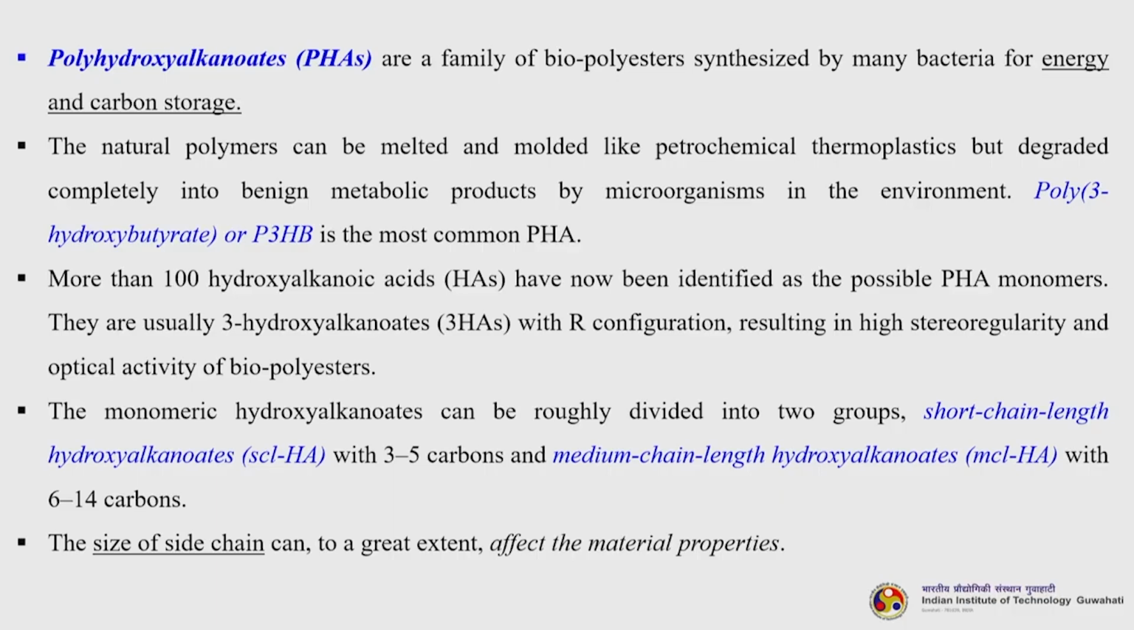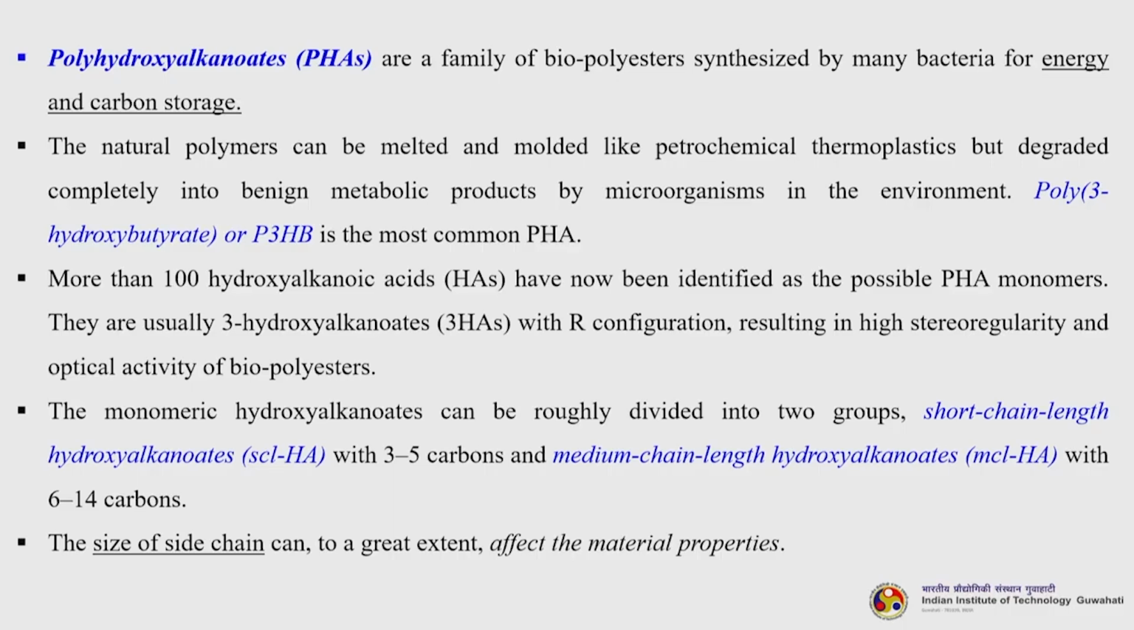More than 100 hydroxyalkanoic acids have now been identified as possible PHA monomers. They are usually 3-hydroxyalkanoates with R configurations, resulting in high stereoregularity and optical activity of the biopolyesters. The monomeric hydroxyalkanoates can be roughly divided into 2 groups: short chain length hydroxyalkanoates with 3 to 5 carbons and medium chain length hydroxyalkanoates with 6 to 14 carbons.